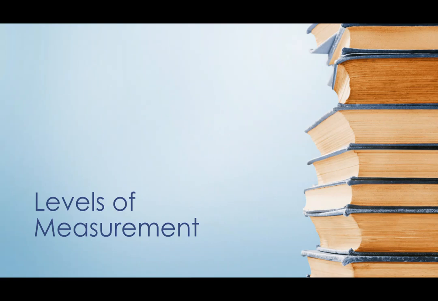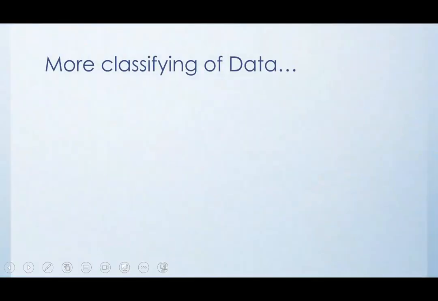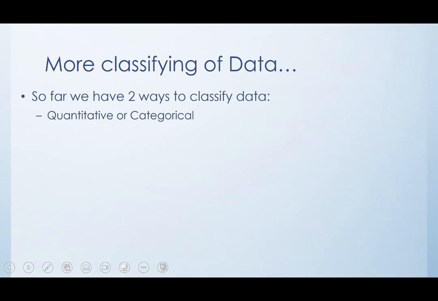All right, so next up we're going to talk about a relatively minor topic, which is levels of measurement. So this is just further classifying our data. We have, of course, two ways to classify data or variables. We can say, is it quantitative or categorical? And if it's quantitative, we can say, well, is it discrete or continuous data, right?